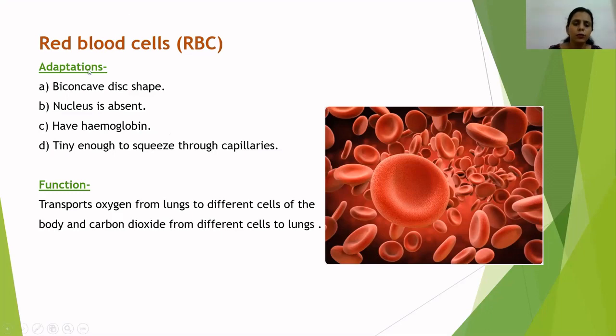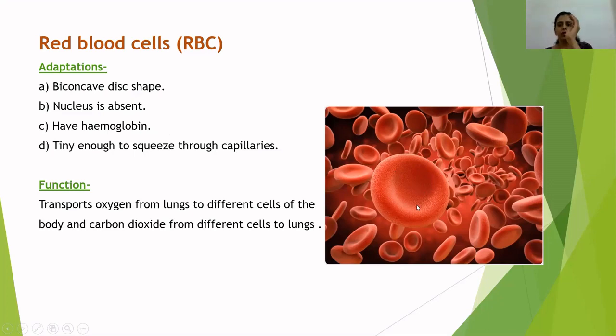Apart from this hemoglobin, red blood cells have a biconcave disc shape. Now you know the meaning of the word concave. You can make out here in this picture very clearly that in the center there is a depression. So this depression is known as concave shape.